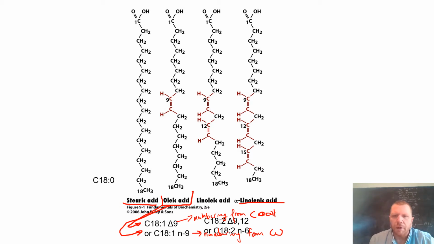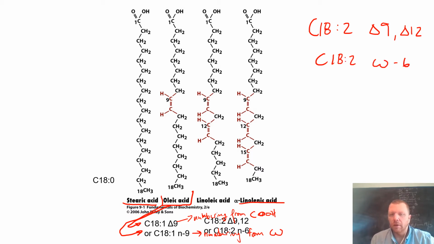Oh, sorry, my writing there. Linoleic acid, C18:2 delta 9 comma delta 12. Okay, whereas with the omega system it would be C18:2 omega minus 6, because 1, 2, 3, and I'm writing the numbers for the omega system, 4, 5, 6.